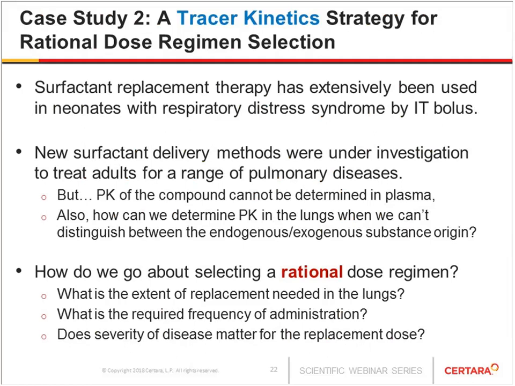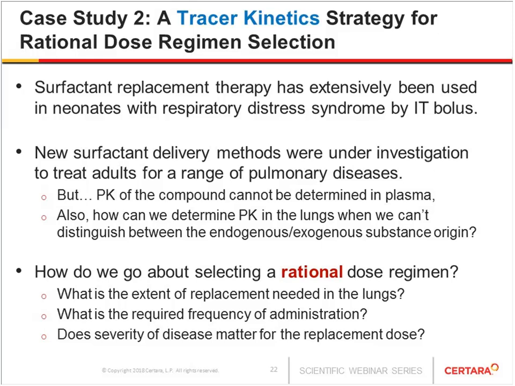For those that do not know, surfactant is a substance that lines the lungs and facilitates normal respiratory function. Under certain conditions, surfactant production is minimized, and therefore we have less surfactant, which interferes with normal respiration. This is the case of respiratory distress syndrome in neonates, which typically receive surfactant replacement therapy by intrathecal bolus.